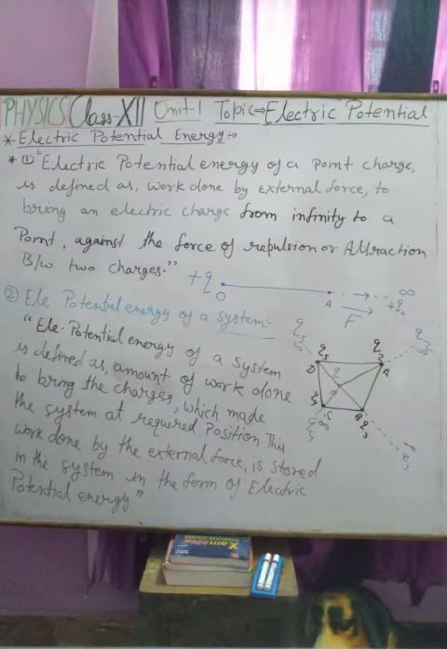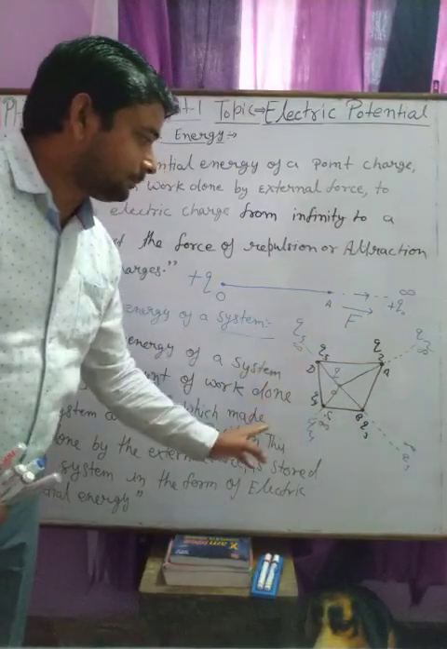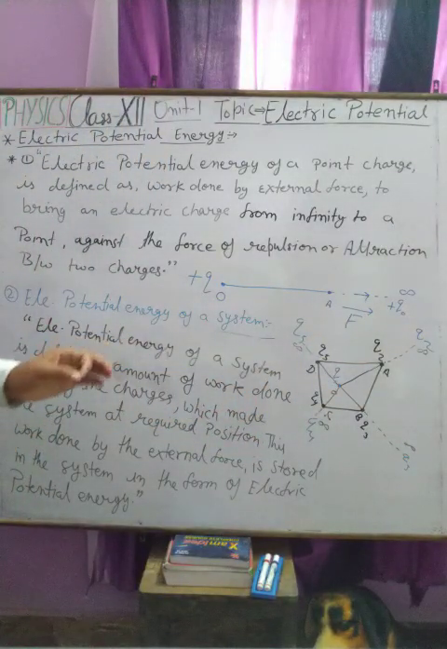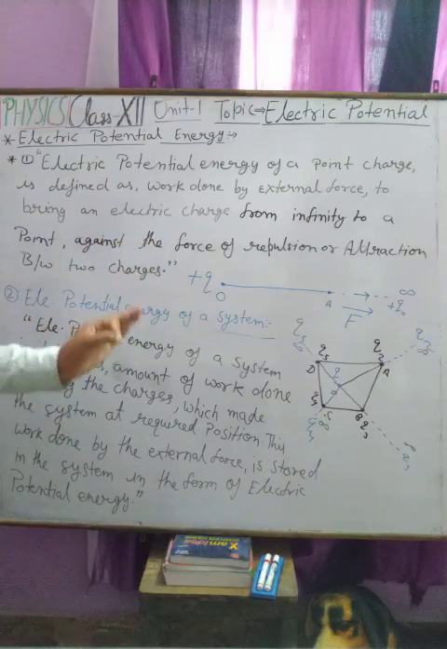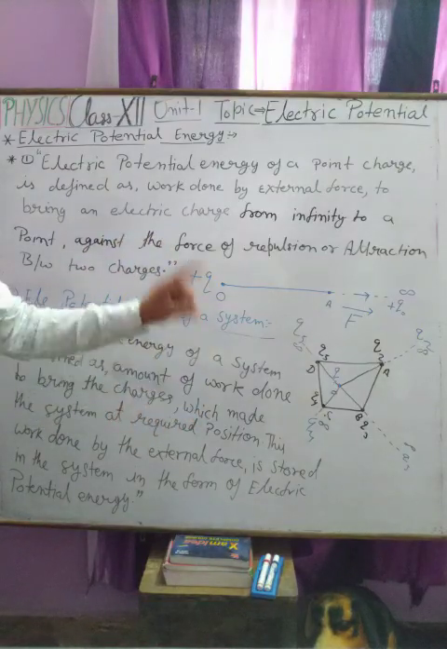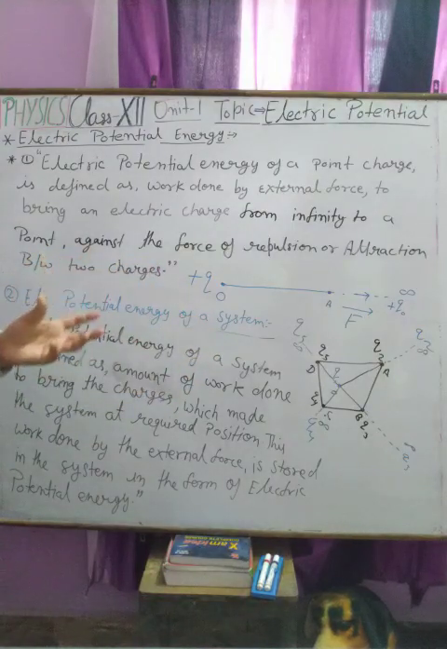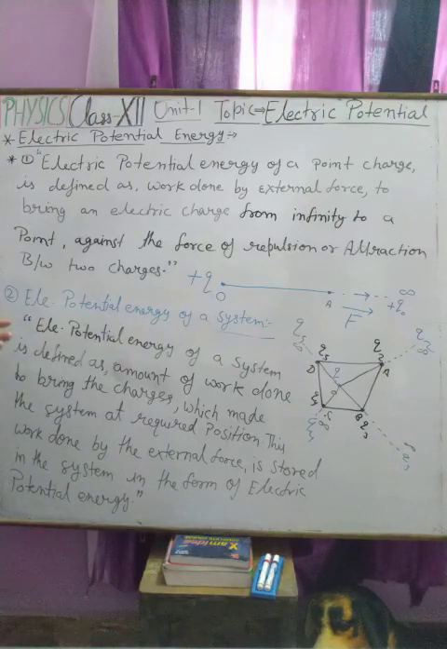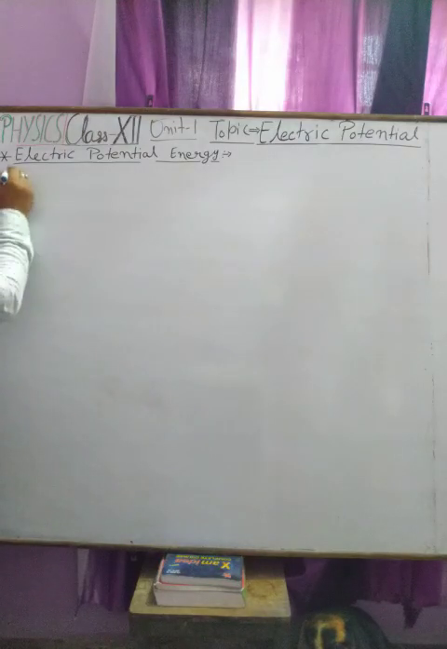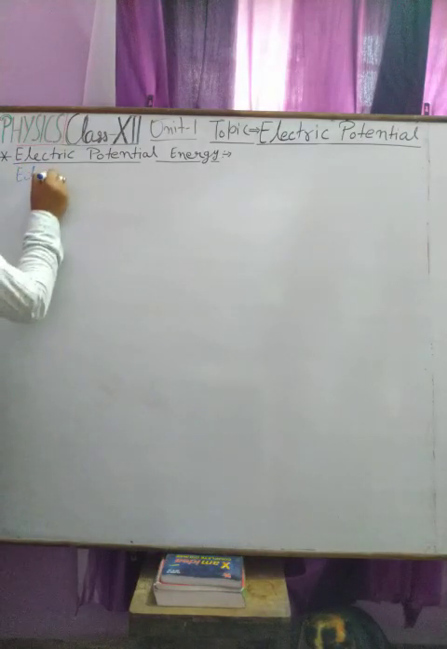We can also define the potential energy of assembling the system as the amount of work done to bring the charges from infinity to the present location, or to assemble the system with n number of charges. Okay. Now student, we go on to derive the formula for the electric potential energy due to 2 point charges.